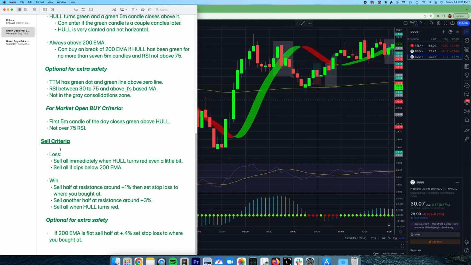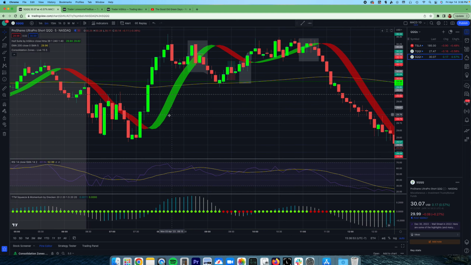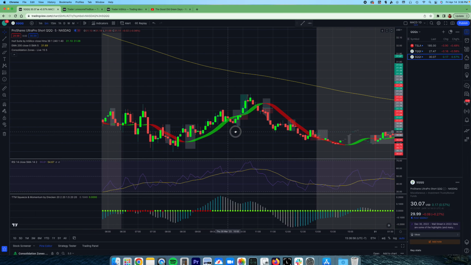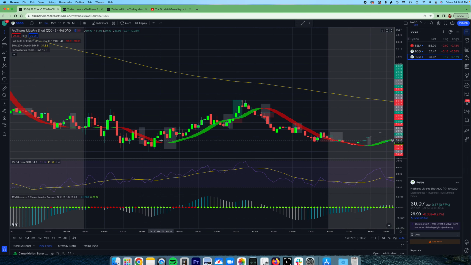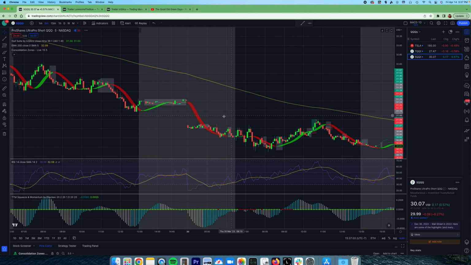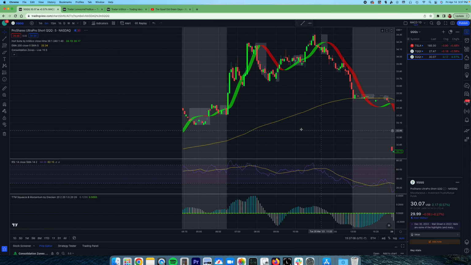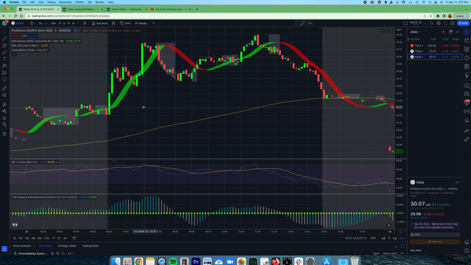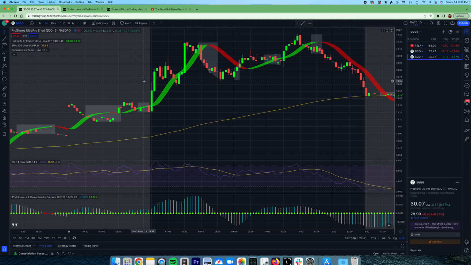Just giving you plenty of examples. So for the loss, I sell all immediately when the hull turns red. I set an indicator for that. So, okay, let's take another example. Okay, that's below the 200-day EMA. Okay, right here. So the market opens, I wait for this candle to close green, and it's above the hull, and the hull is green. Over here, I would enter a long position.